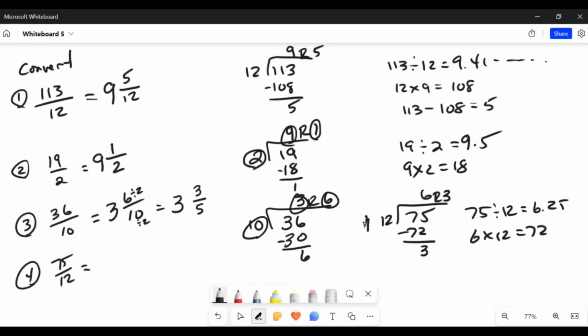So 75/12 is 6. That's our whole number part. The denominator is 12, and the numerator is the remainder, which is 3. 3/12 is not reduced. We can divide the top by 3 and the bottom by 3, and we get 6. 3 divided by 3 is 1. 12 divided by 3 is 4. 6 1/4.